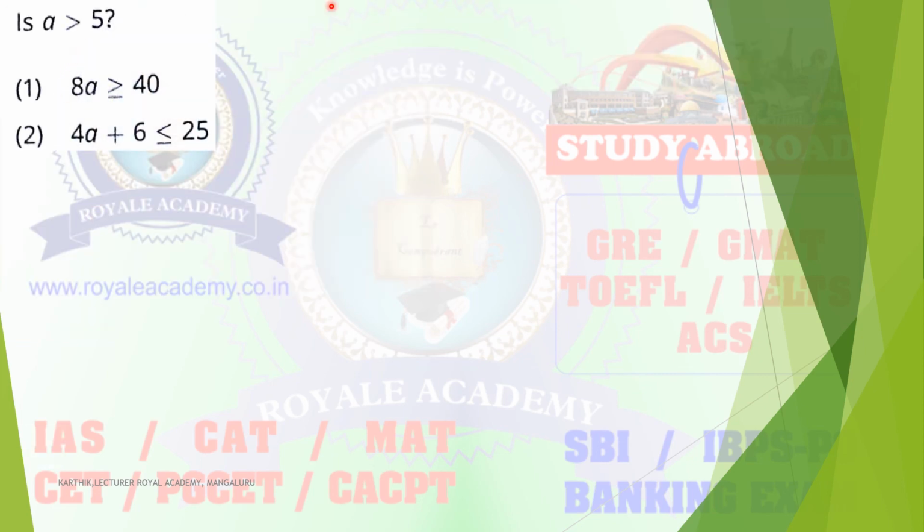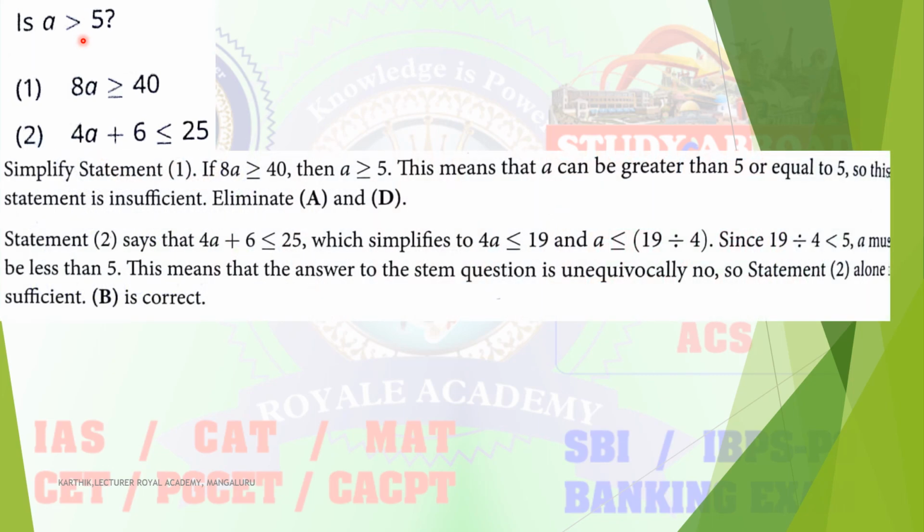Next question: is a greater than 5? That you have to determine. Two statements are given. From which statement alone can you answer the question? It is a yes or no type of question, and the options are the same: the first statement alone, the second statement alone, both statements together are sufficient, each statement alone is sufficient, or the statements are insufficient.